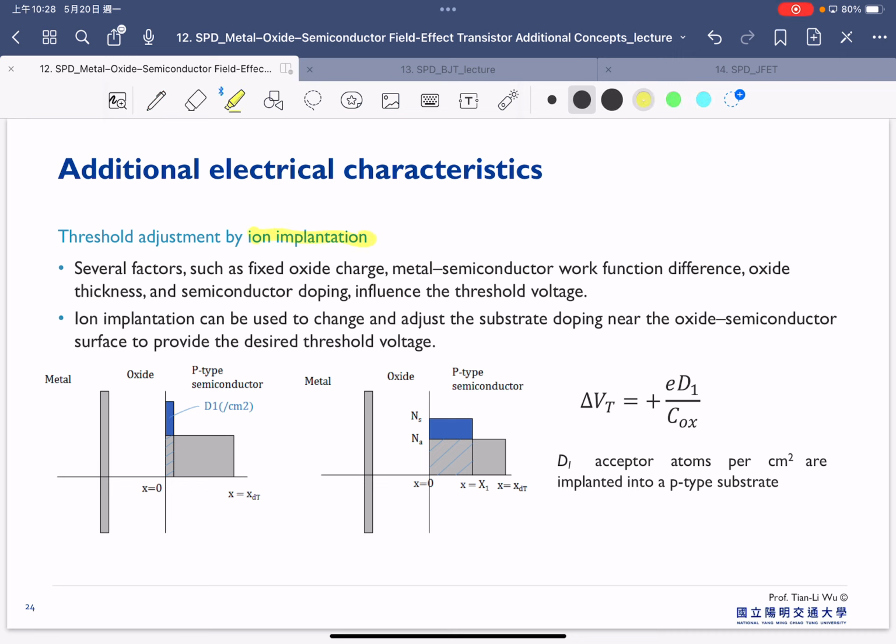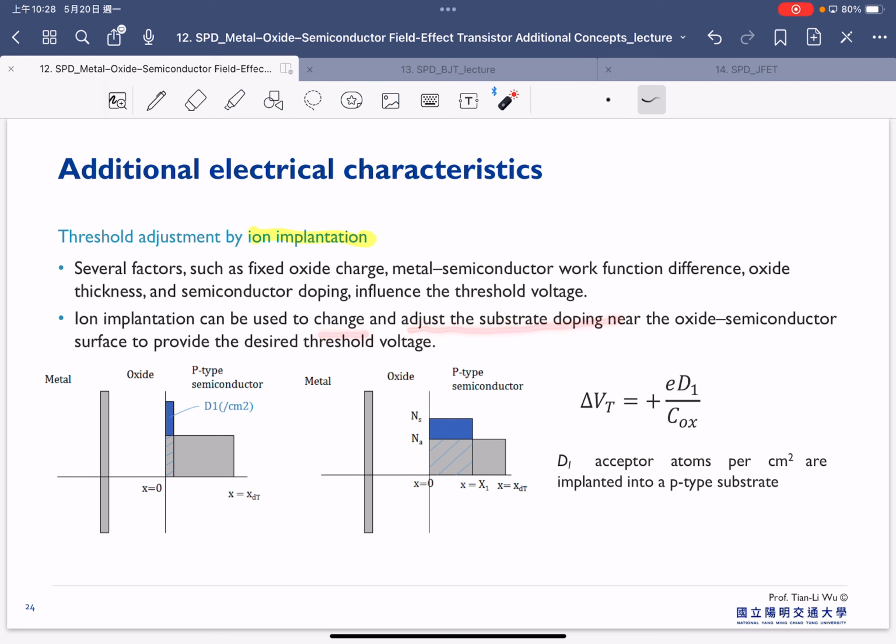So as you know, I think most of you in this class are already familiar with the process. So you all know that once we use ion implantation, we can intentionally put some additional species or additional concentration in a certain place. So several factors such as fixed oxide charge, metal-semiconductor work function, oxide thickness, and semiconductor doping can all influence the threshold voltage here. And we can also use ion implantation to change and adjust the substrate doping.